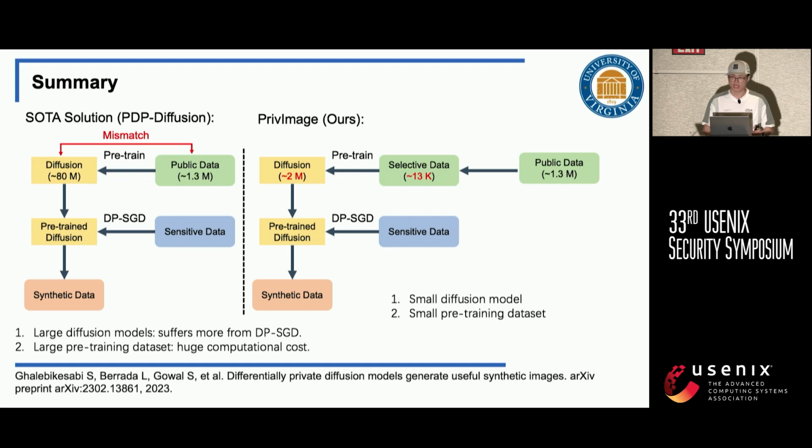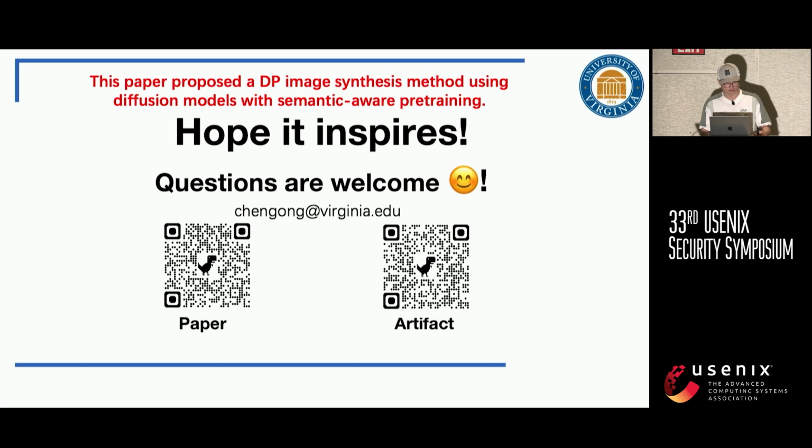In summary, our method can reduce the size of the sensitive dataset, using a small diffusion model and a small amount of pre-training data to finish this task. So it can overcome two issues. The first one is that DP-SGD introduces instability in diffusion training. The next one is that a large pre-training dataset incurs a huge computational cost. Our method can overcome these two issues. This paper proposed a DP image synthesis method using diffusion models with Semantic-Aware pre-training.